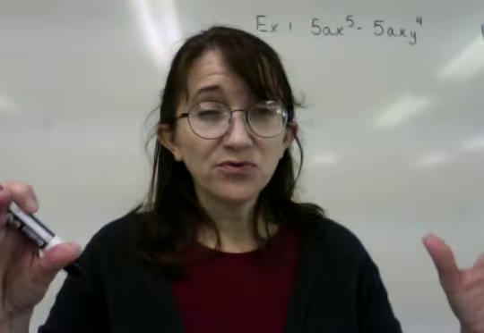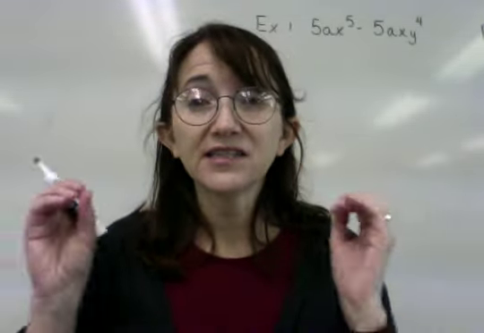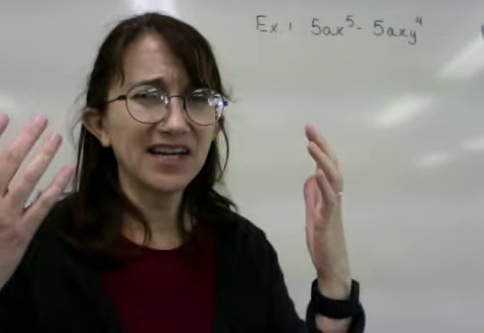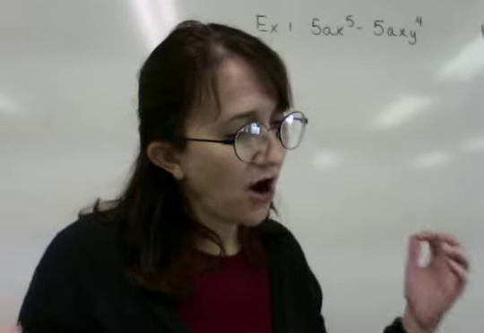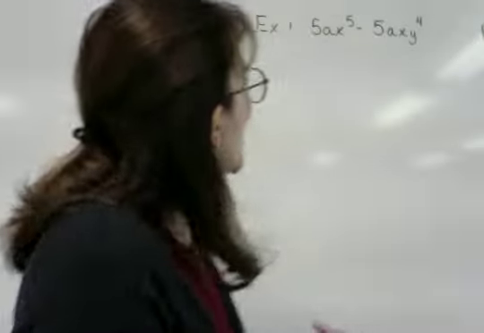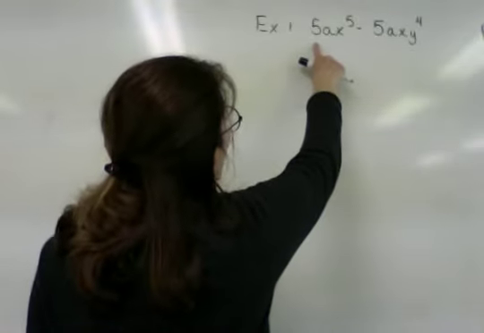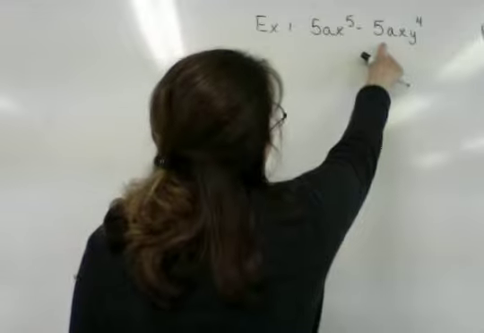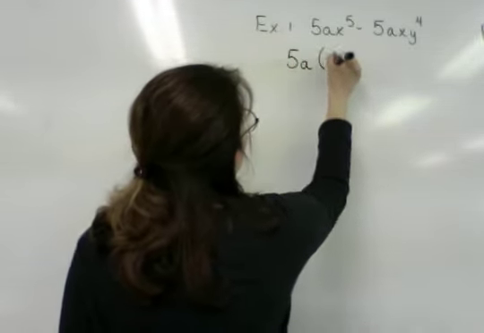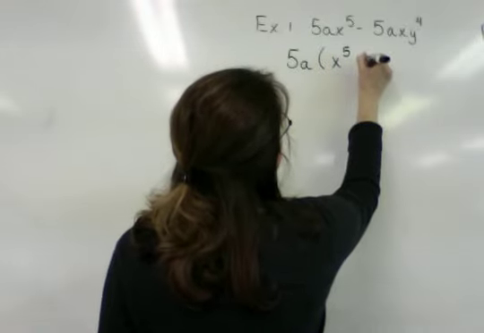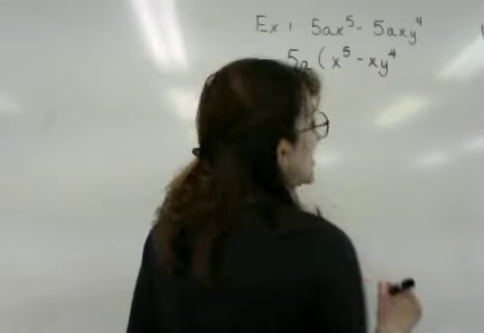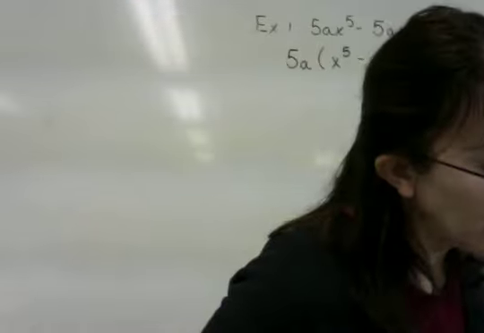So we go back to the strategy that we used in 10.1. It's the first strategy whenever we factor, and that's to say, I need to factor out a common monomial. There is a common monomial in those, and we can look at it. Over here I have a 5a. Over here I have a 5a. Let's go ahead and factor out the 5a. Then inside I still have x to the 5th and I have xy to the 4th, right?